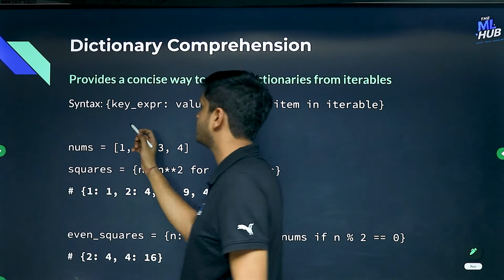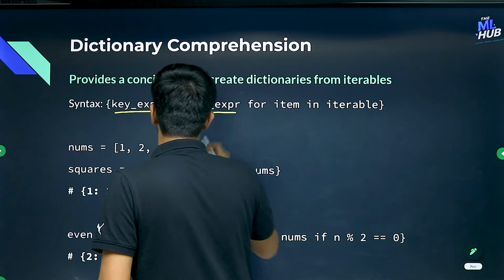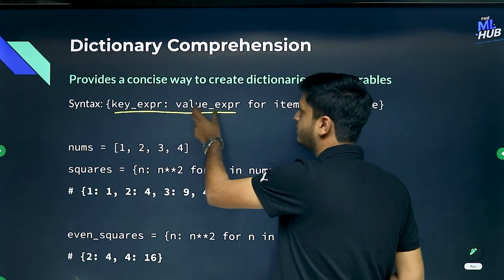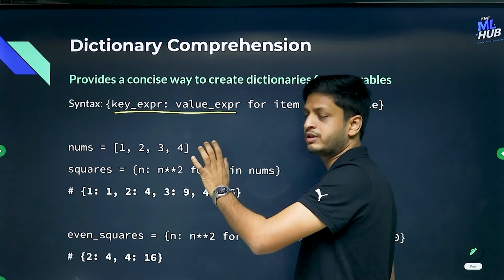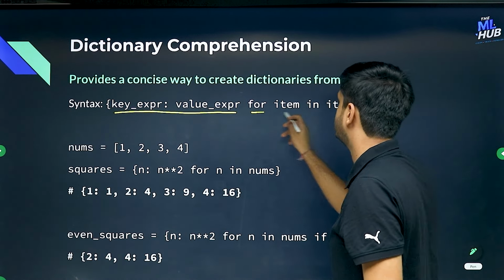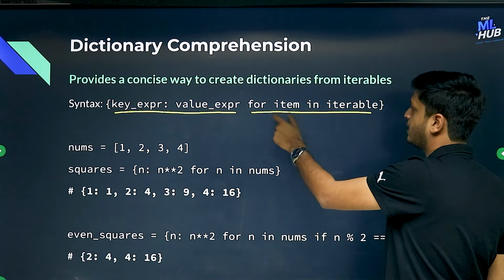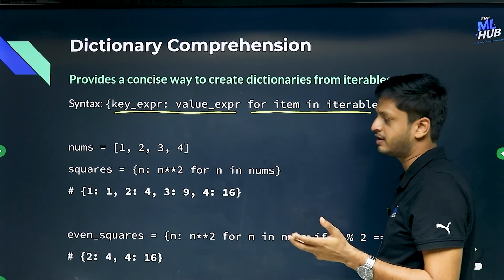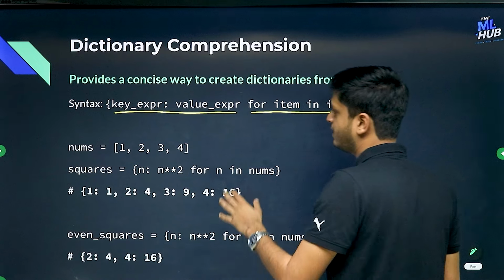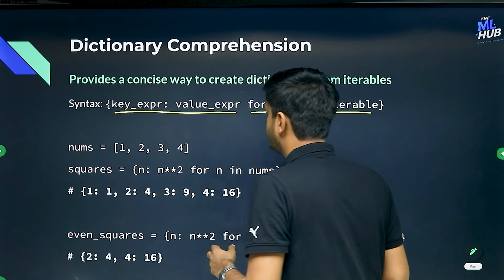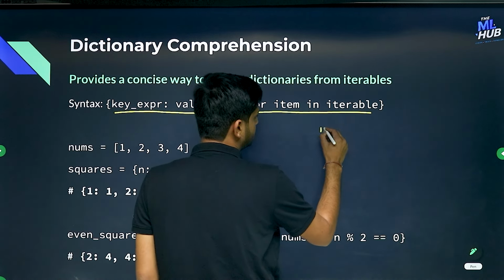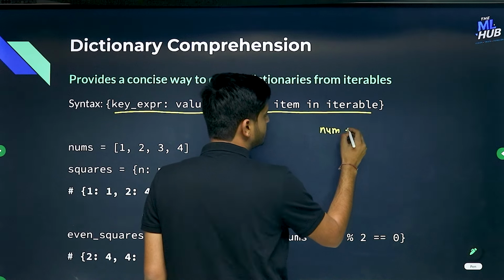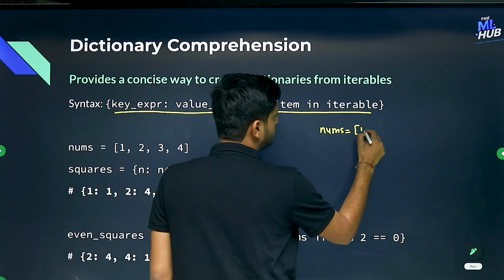So here again, like in list comprehension, here we had expression. Here the expression will be key expression colon value expression. We have to write key and value both. Then we can write the for loop. Now generally here we will have for item in iterable and the expressions will involve item in some way or the other. So let us see an example. Here we have nums equal to 1, 2, 3, 4. Nums is a list which is an iterable.